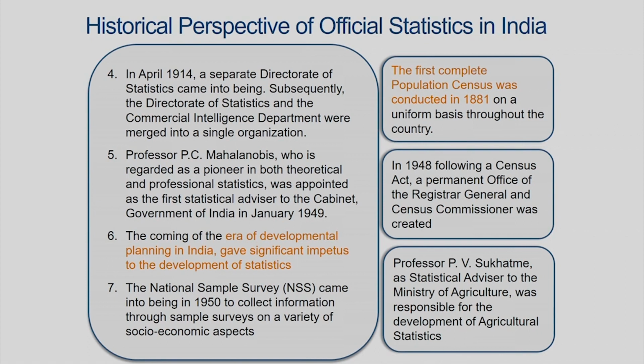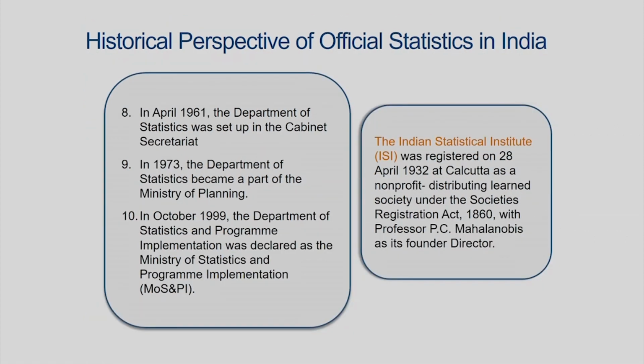In 1948, following a Census Act, a permanent office of the Registrar General and Census Commissioner was created, and Professor P.V. Sukhatme served as statistical advisor to the Ministry of Agriculture and was responsible for the development of agricultural statistics. In 1961, the Department of Statistics was set up in the Cabinet Secretariat, and in 1973, the Department of Statistics became a part of the Ministry of Planning.